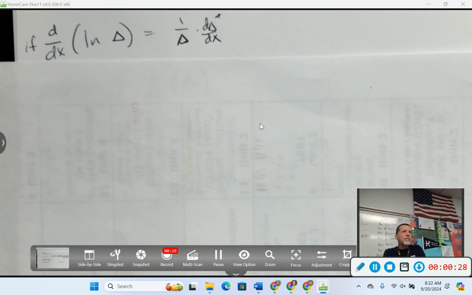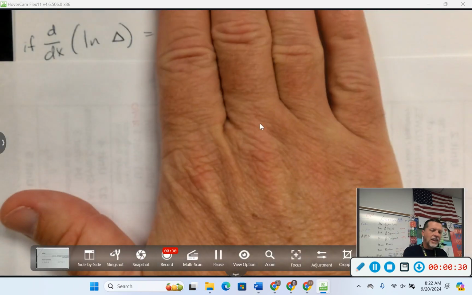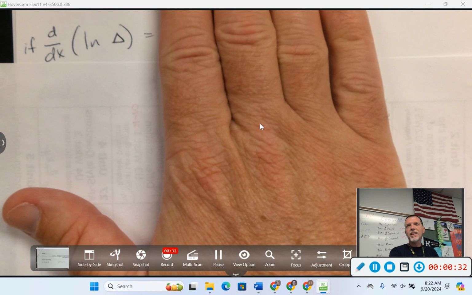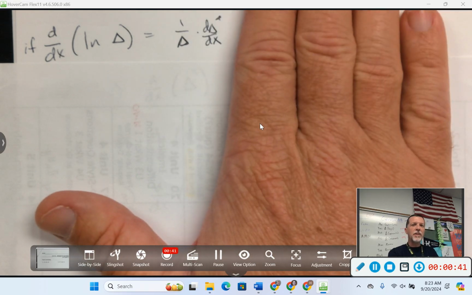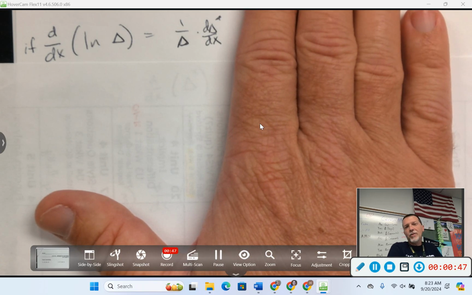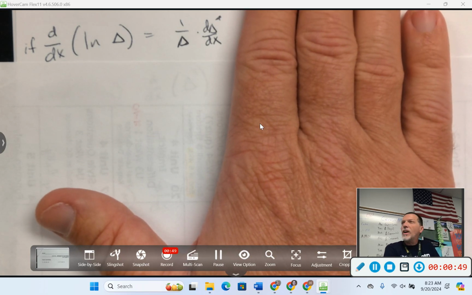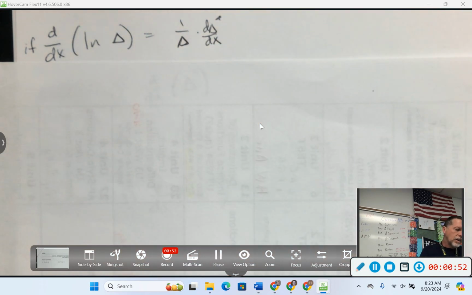The derivative of a natural log. Well, I just gave away the answer there. What's the derivative of a natural log? 1 over the argument times the derivative of the argument. If the argument happens to be a triangle, well, that's weird. We don't know what that means, but we can still follow the same pattern of 1 over a triangle times the derivative of a triangle.